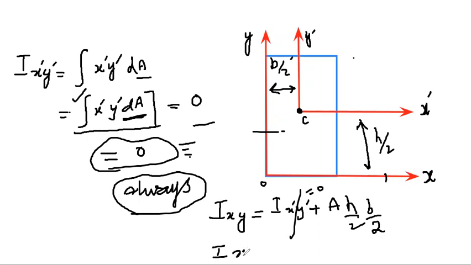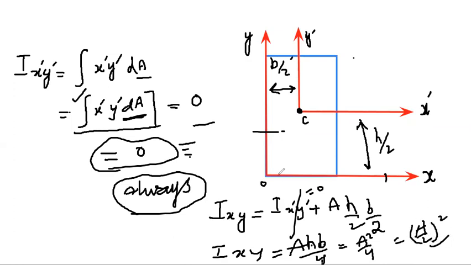Therefore, Ixy becomes equal to A into h into b divided by 4. As far as h into b is concerned, that is also equal to the area. That is therefore equal to A into b, which becomes A squared by 4, that is equal to (A by 2) whole squared. This is the product of inertia of a rectangle about the xy system passing through its sides, parallel to its sides. But as far as the product of inertia about the centroidal xy system is concerned, that is equal to 0. Thank you.